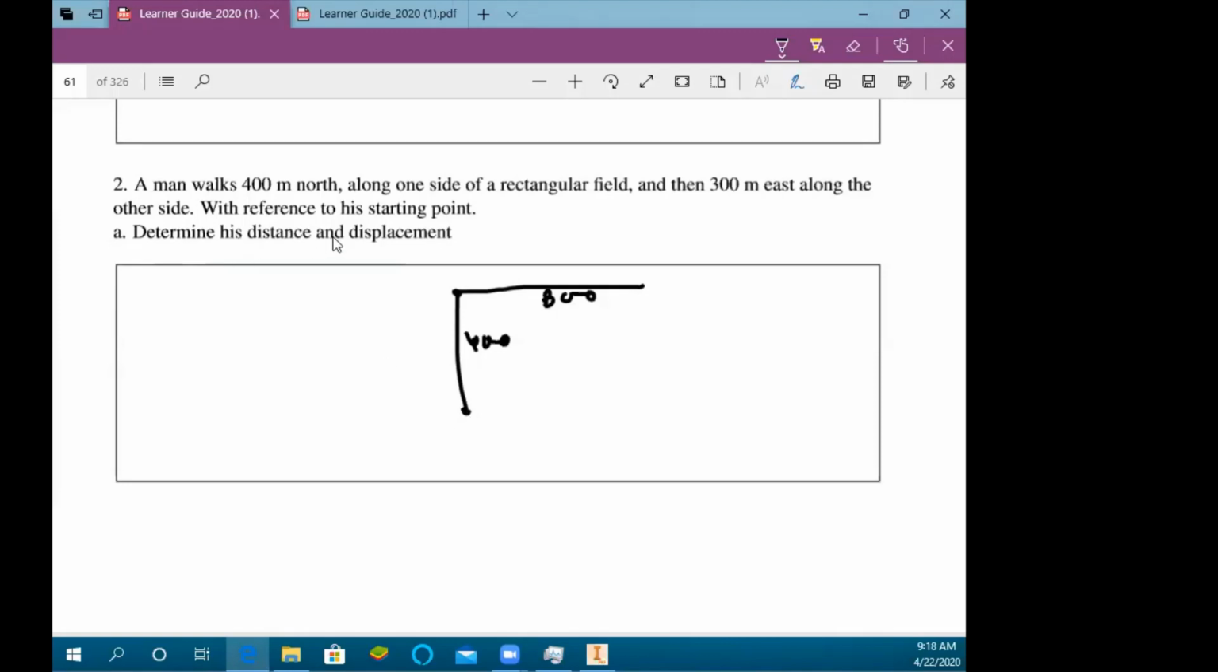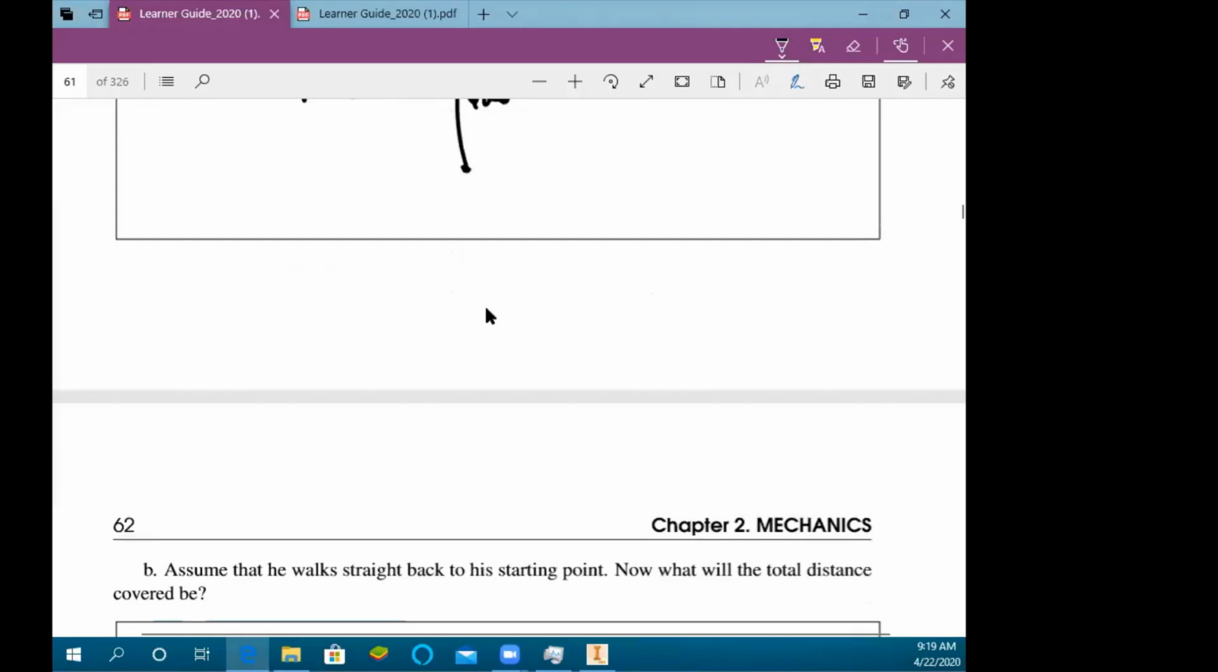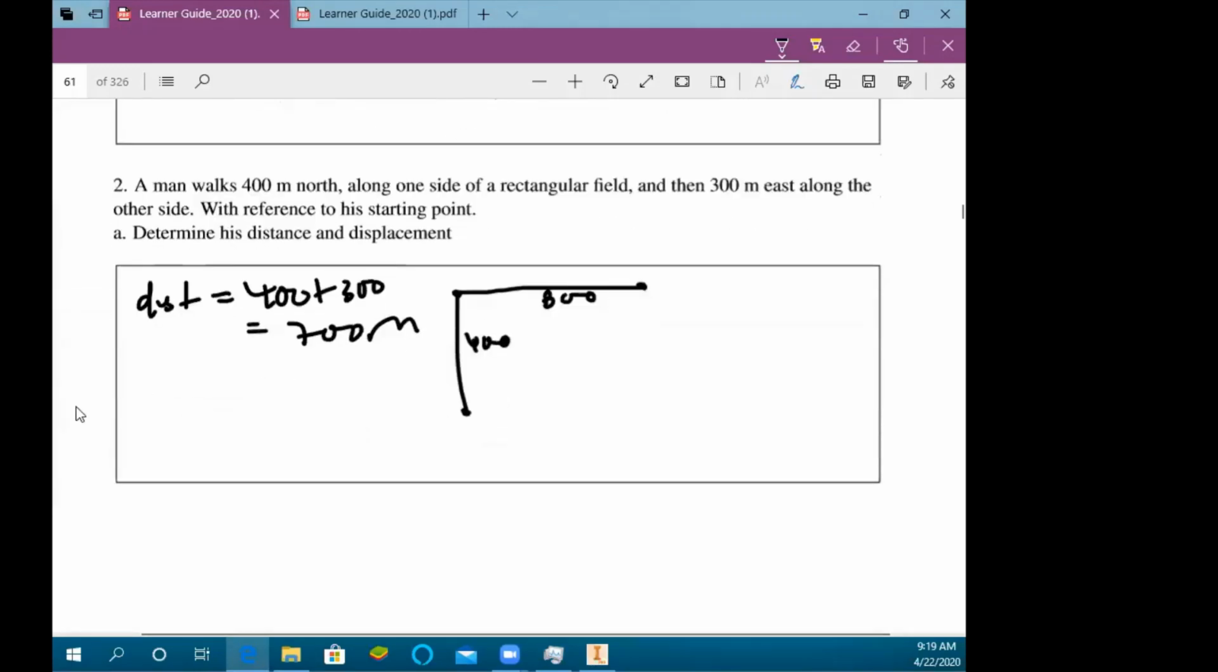With reference to his starting point, determine his distance, and the distance is what? Right? The path traveled, the path taken. Yes. That is 400 and 300, right? Yes. So distance is 400 plus 300, isn't it? Yes. What am I getting? 700. 700. Is that correct? Yes. Okay, now the displacement.